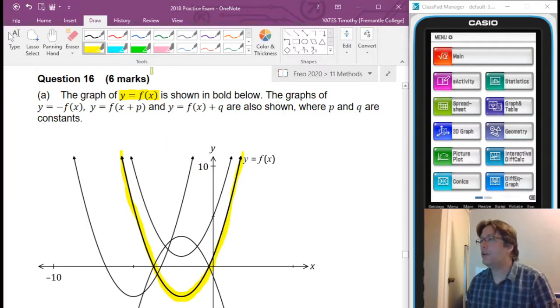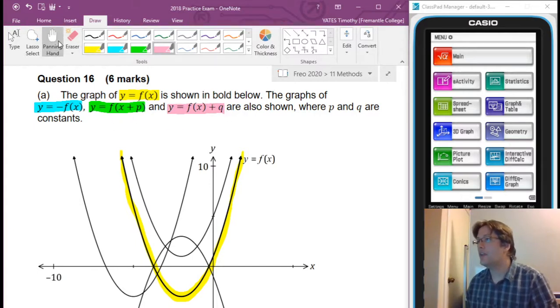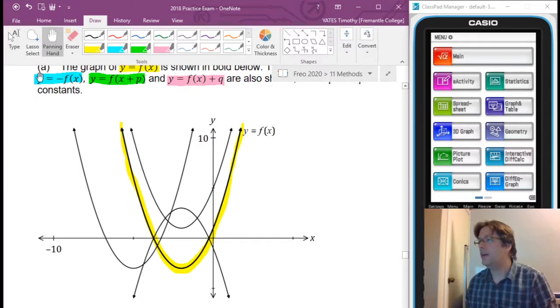And so we've got the graphs of three other things here. We've got y equals negative f of x, y equals f of x plus p, and y equals f of x plus q, where the p is inside the brackets and q is outside. Now this should be pretty straightforward. The one that is flipped vertically is the negative one. That's what we would expect this one to be down here.